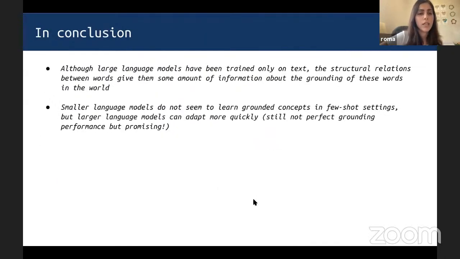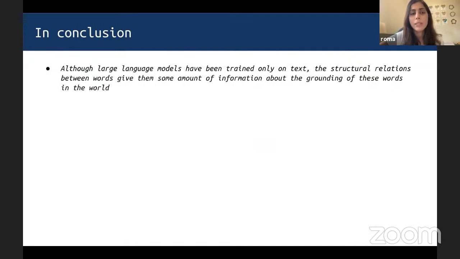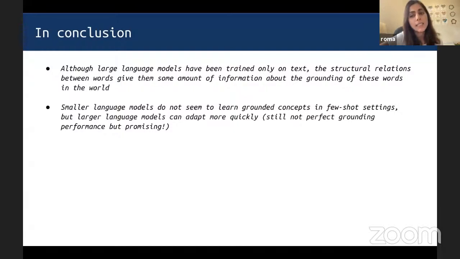So in conclusion, we evaluated models on few-shot generalization, zero-shot generalization, and a bunch of other deeper analyses of what models are doing when we try to teach them these grounded concepts that they've never seen before. And we see that although these models have been trained only on text, it does seem to be the case that the structural relations between words that they have learned might have given them some amount of information about groundings. This is not perfect, even for the GPT-3 model. As we saw with the top one accuracies, the results are still pretty low.